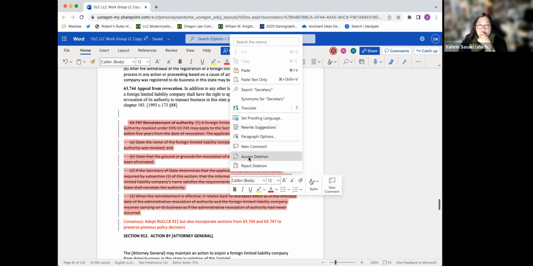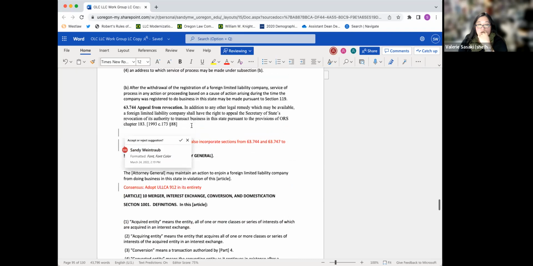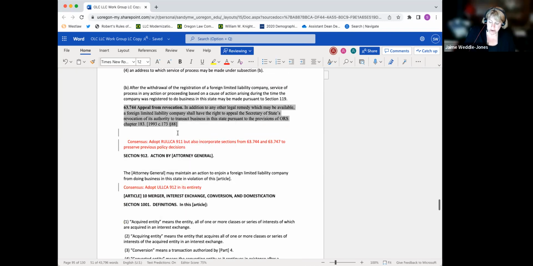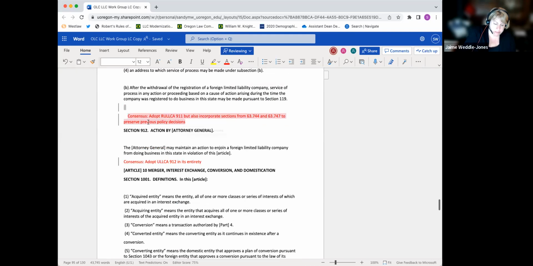And the 744, yeah. If it's in the prior section, does that mean that they don't have the ability to reinstate if they... actually, never mind. I just answered my own question.